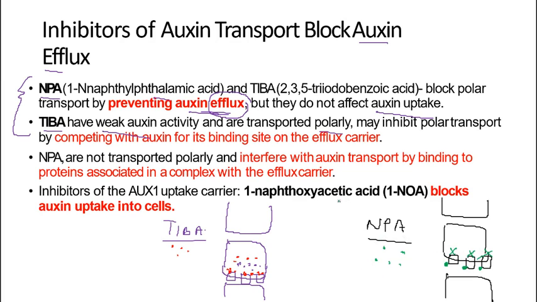Another inhibitor is named naphthoxyacetic acid, in short NOA. This is the inhibitor which blocks auxin uptake into the cells. The two we discussed, NPA and TIBA, block efflux. But NOA, naphthoxyacetic acid, blocks auxin uptake.